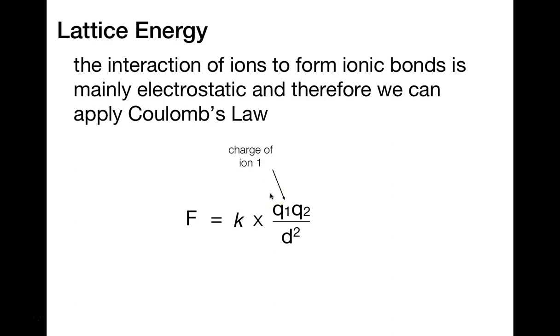We have Q1, which will be the charge of ion 1. Doesn't matter if it's a cation or an anion. Q2 will be the charge of the second ion. Doesn't matter if it's cation or anion. And then we have this term d squared. So it's actually the square of the distance between charges 1 and 2.